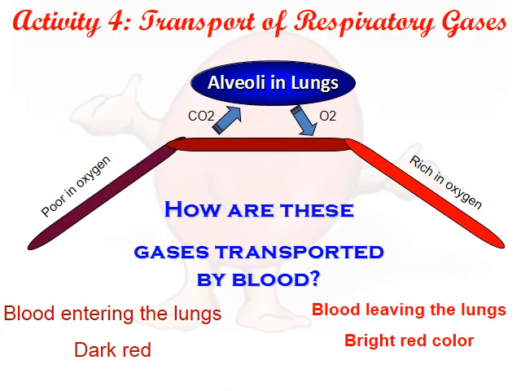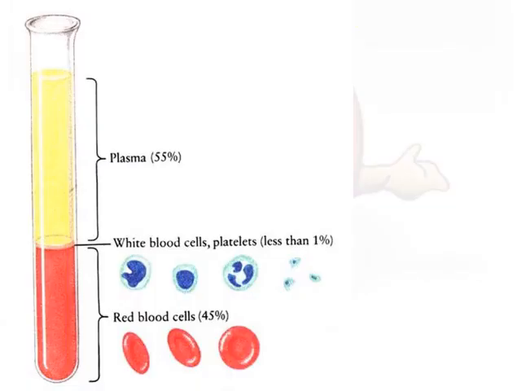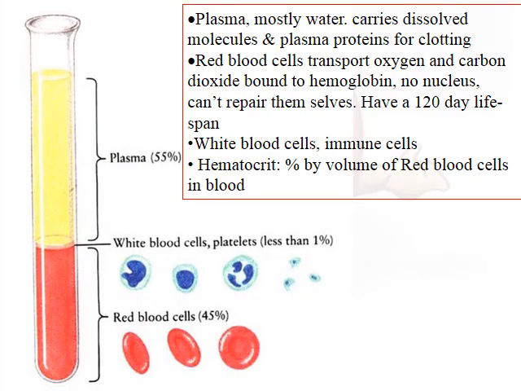So how are these gases transported by blood? This is the most important question. How are these gases transported by blood? As you know, here we have blood. It is composed of plasma 55%, less than 1% white blood cells and platelets, and 45% red blood cells. The plasma is mostly water.